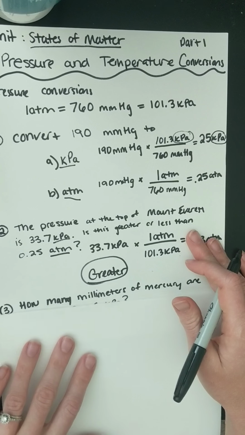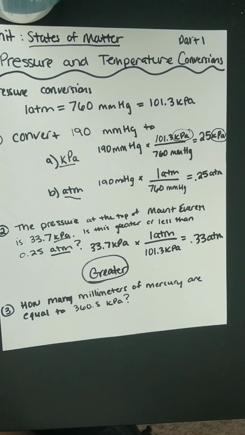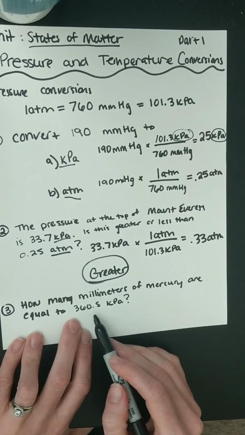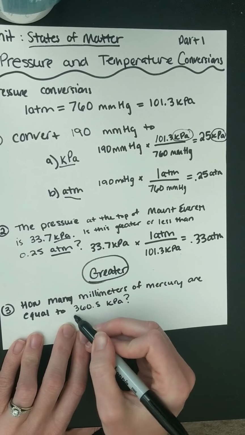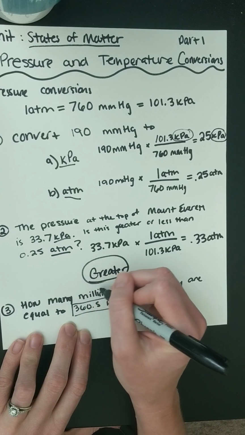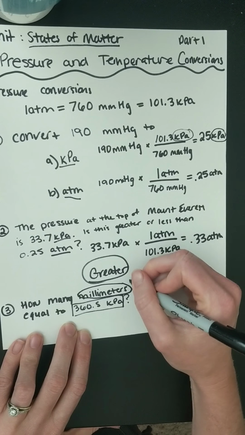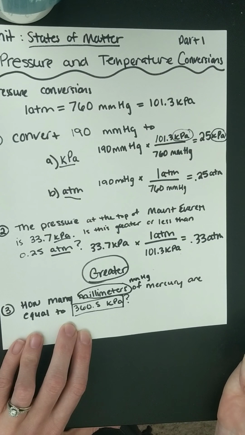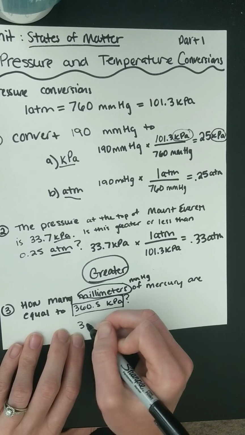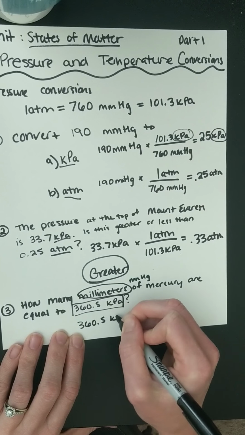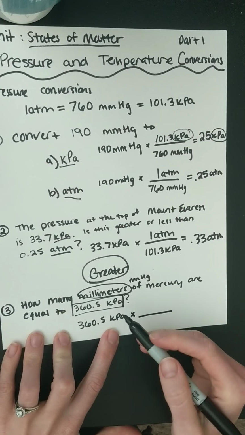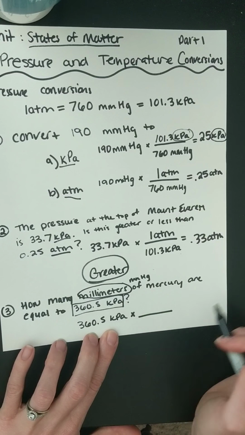Okay, the last type of conversion problem is how many millimeters of mercury are equal to 360.5 kPa. So this is what we have, and we want to get to millimeters of mercury, mmHg. So I start off with what I have again, 360.5 kPa. Then I go ahead and set up my conversion. So pause and see if you can set this up and solve.